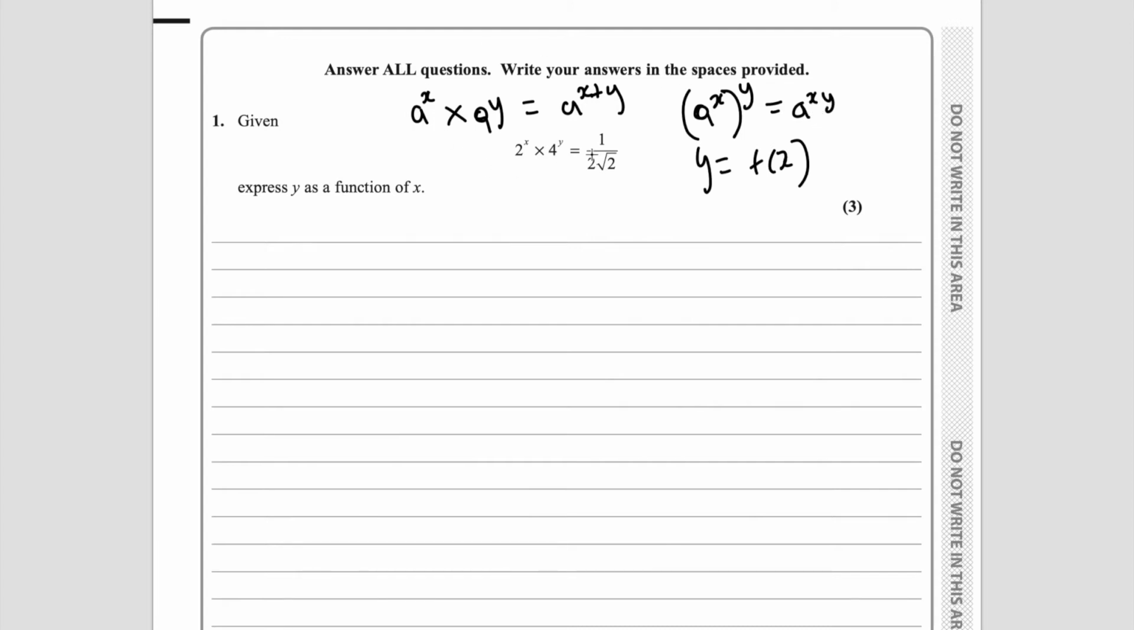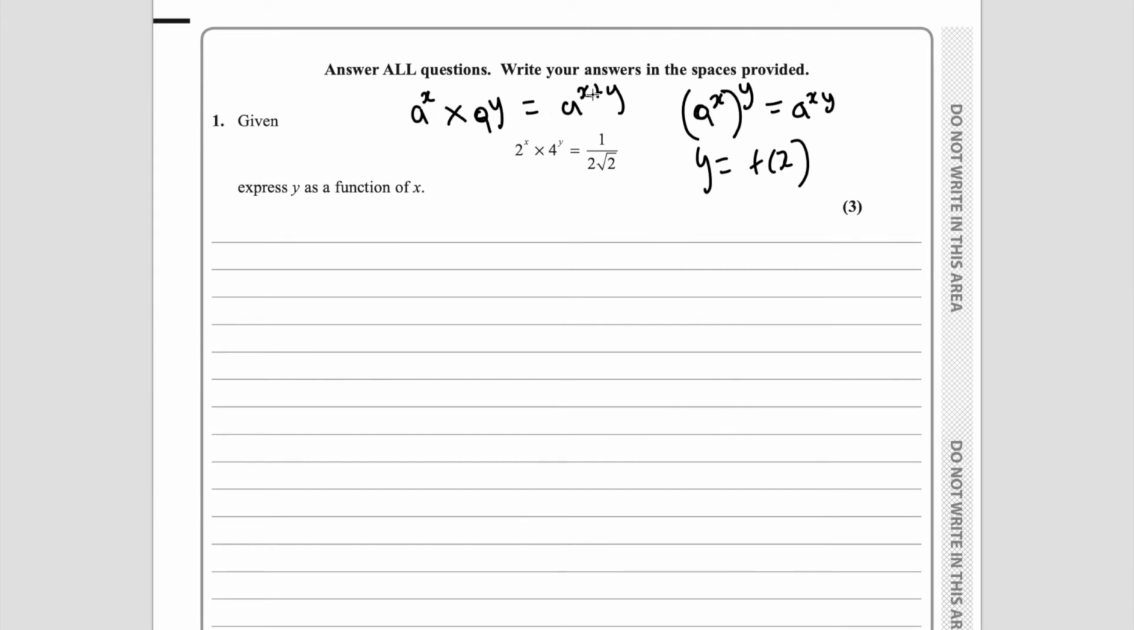Now, using these laws, we're going to be implementing them within this to get it into a form where y equals a function of x, where y equals a set of terms that only involve x, with all the y's on the left-hand side.